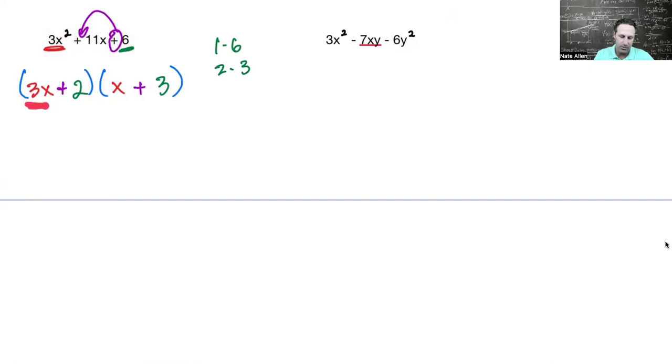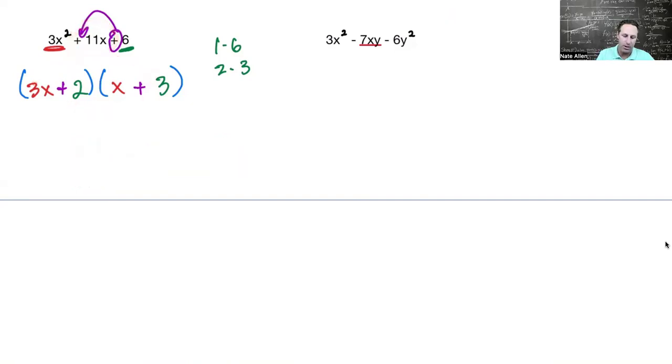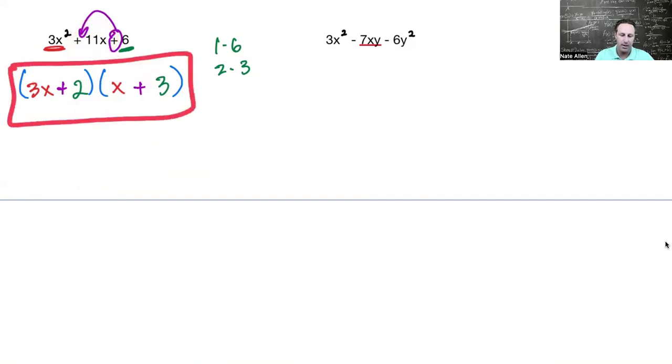And as long as you don't do the first 2 things or the last 2 things, which we know give us the last, we just have to do the other distributions, the 3x with the 3, which is 9x, and the other pairing. That indeed would give us, because they're both positive, the 11x that we needed in the middle. And now we know for sure that this is our final answer, and we're 100% right.